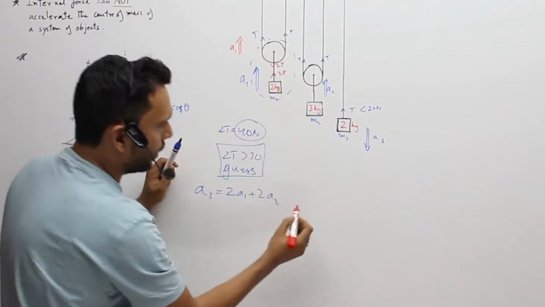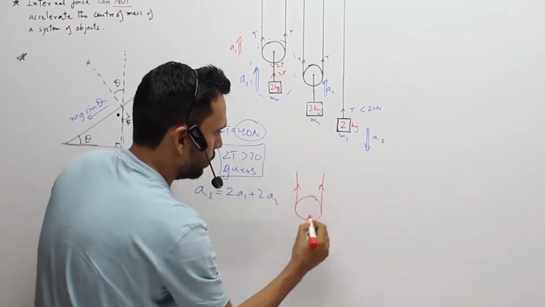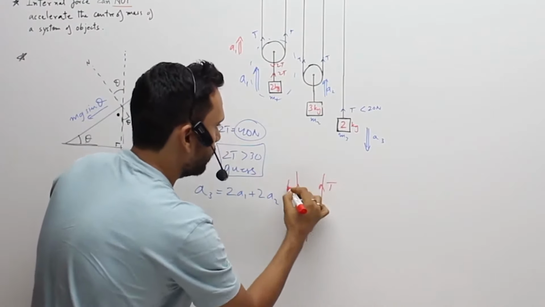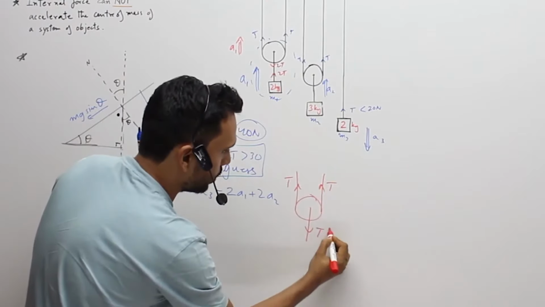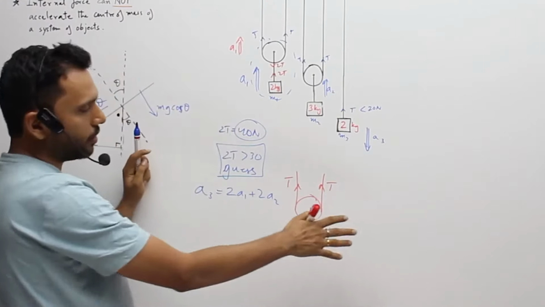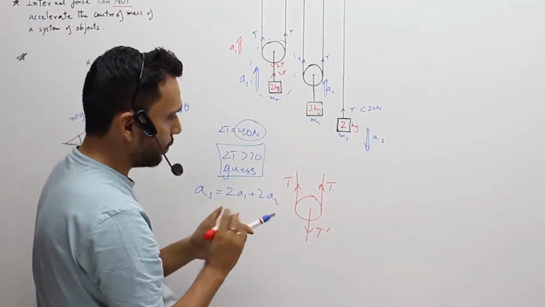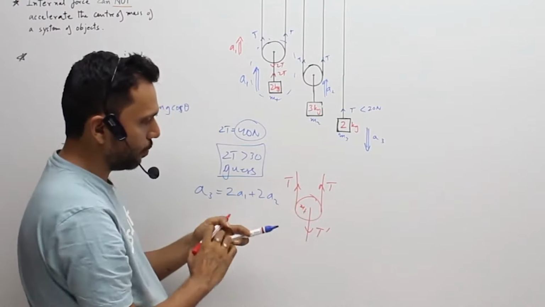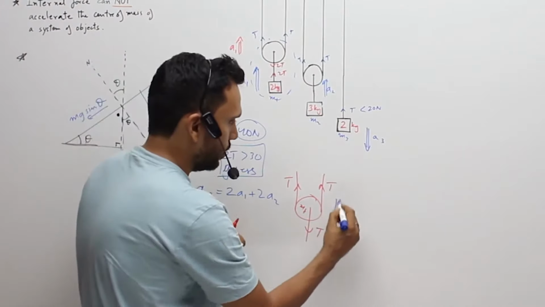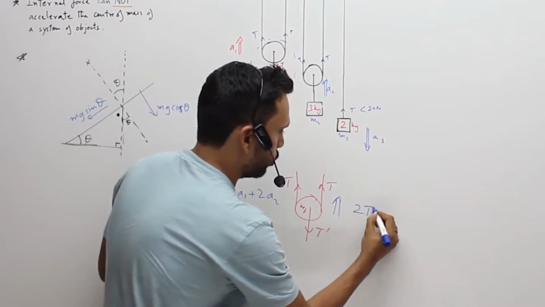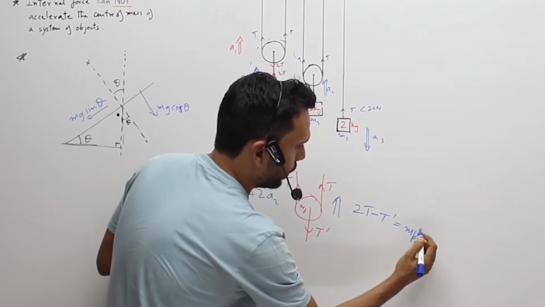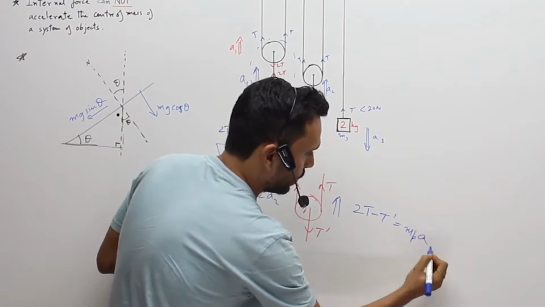So if I want to write the equation of the pulley, there are three forces on the pulley: T, and a new string, some T dash, which I am saying is equal to 2T, but let's see. Say the mass of the pulley was M pulley. Say the pulley was having a mass. Then what's the equation? The pulley is going up. So the equation is 2T minus T dash is equal to mass of the pulley times acceleration of the pulley.